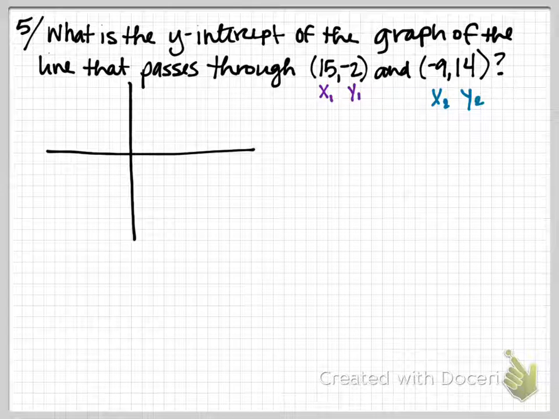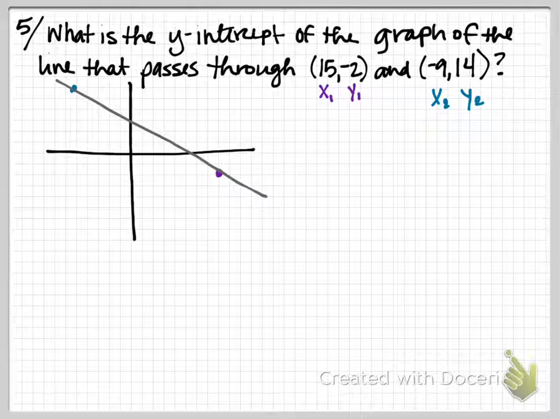The first thing I'm going to do is roughly graph these 2 points. So for my second point, since I'm in blue, -9, I'm going to go backwards to the left 9 and then up 14. So I'm somewhere in here. For my other point, I'm going to go over a +15 and down 2. So I'm in here somewhere. I'm just getting an idea of what this looks like. I'm not being too precise. So my line looks about like that.